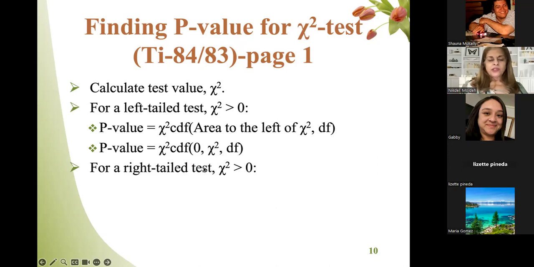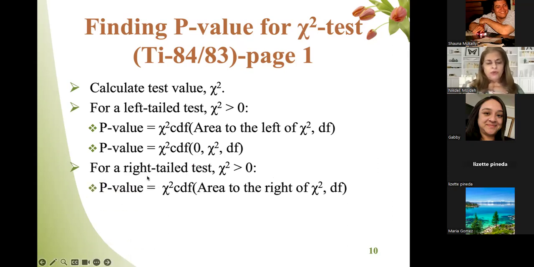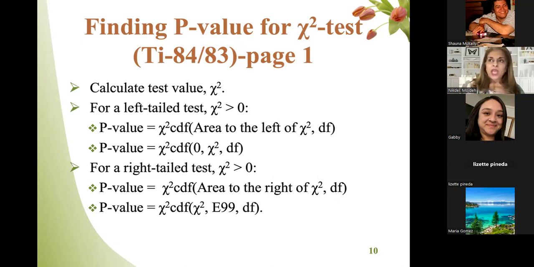For a right tail chi-square test, again, chi-square, your test value is positive. This time you need the area of the right tail. You have positive infinity, but you don't have negative infinity. So p-value is chi-square CDF, area to the right of test value and degree of freedom. All the functions that have CDF attached to them give you the area under the curve. Chi-square CDF of test value, positive infinity, and degree of freedom. This formula gives you the area of the right tail of the chi-square curve.